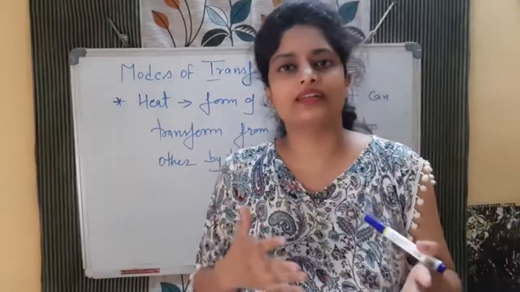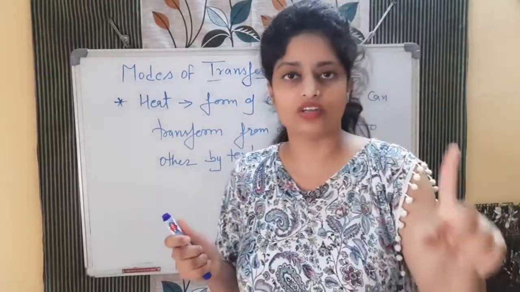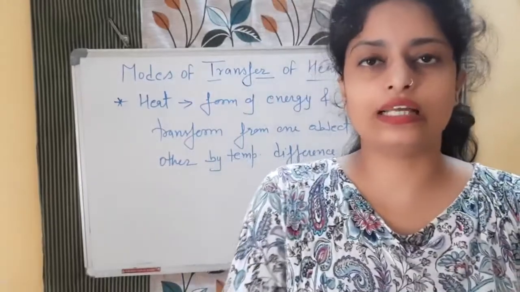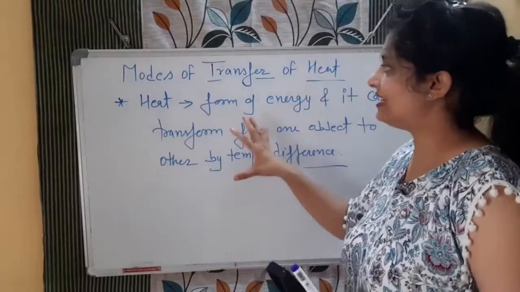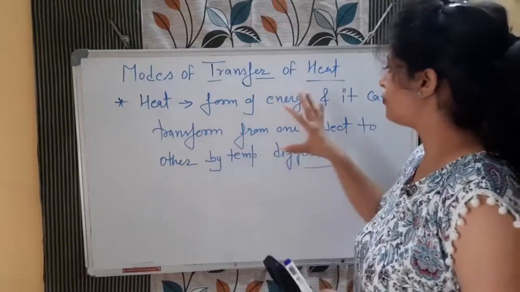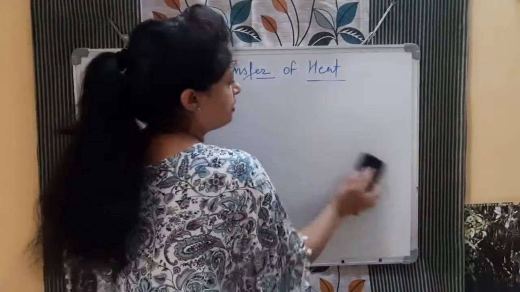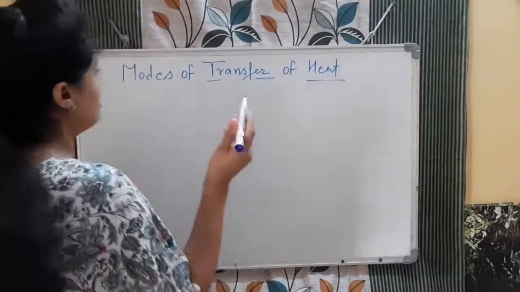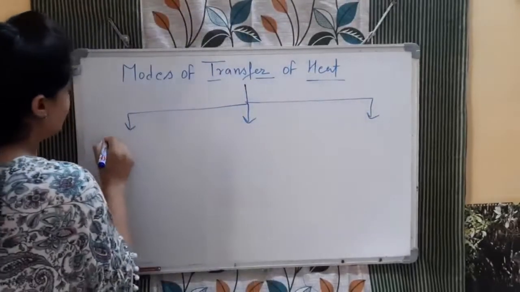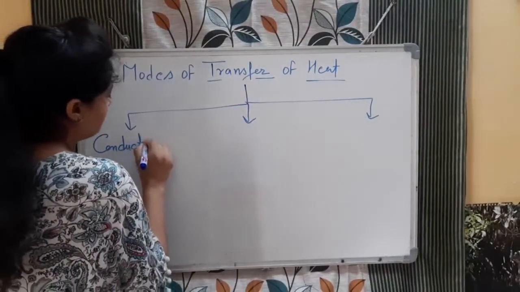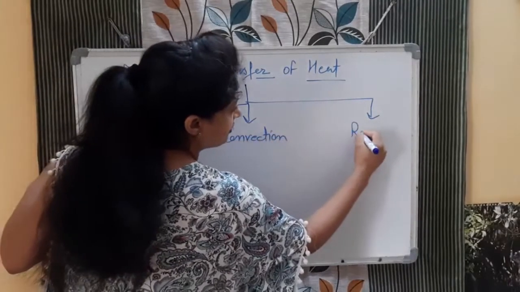There are different methods, and basically the main three methods are there: one is conduction, one is convection, and one is radiation. That is what I want to tell you today, the three methods by which heat can transfer. So you should know what heat is: a form of energy, and it can transfer from one object to another by temperature difference. If we make a flow chart, it will simply be like this: conduction, convection, and radiation.